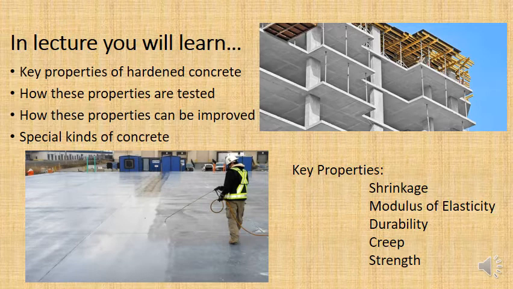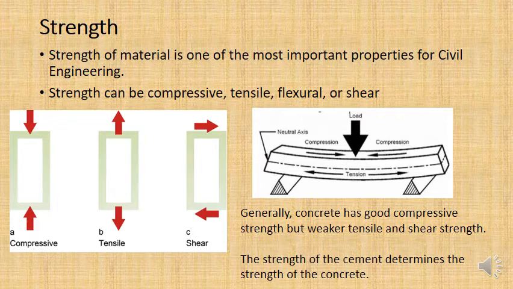So the key properties we're going to be looking at are shrinkage, modulus of elasticity, which we touched on when we did aggregate, durability, creep, and strength. And with concrete, it's usually compressive strength that we are most interested in. So let's get away now with strength. This is by far the most important property for concrete usually, and usually we're measuring compressive strength for concrete.